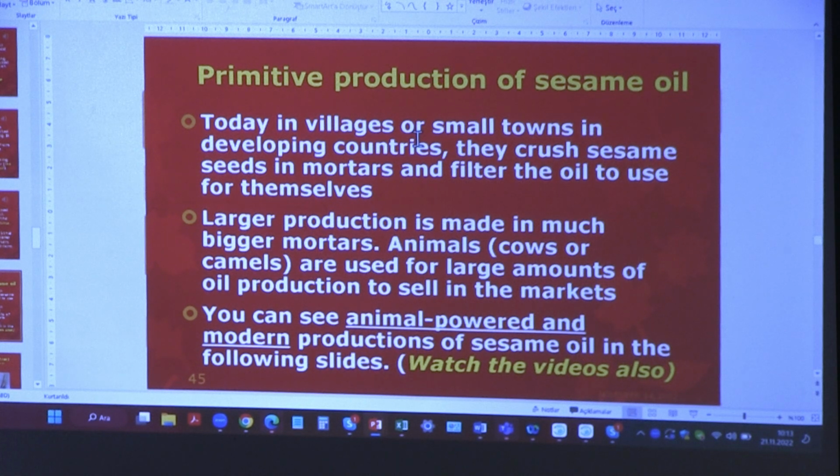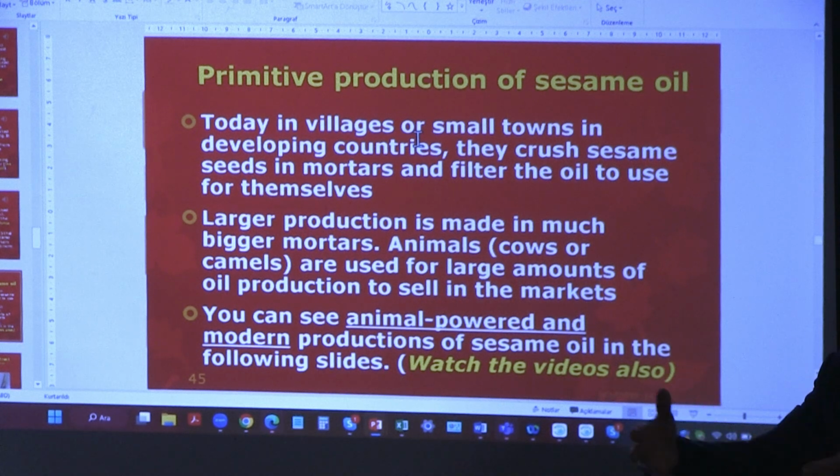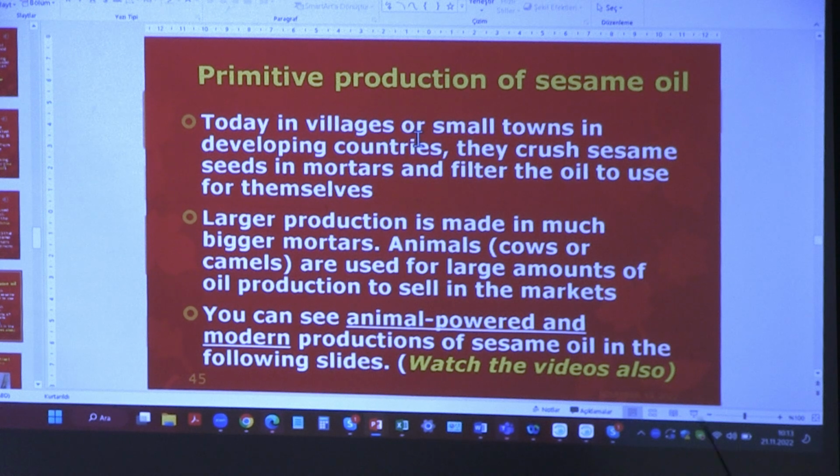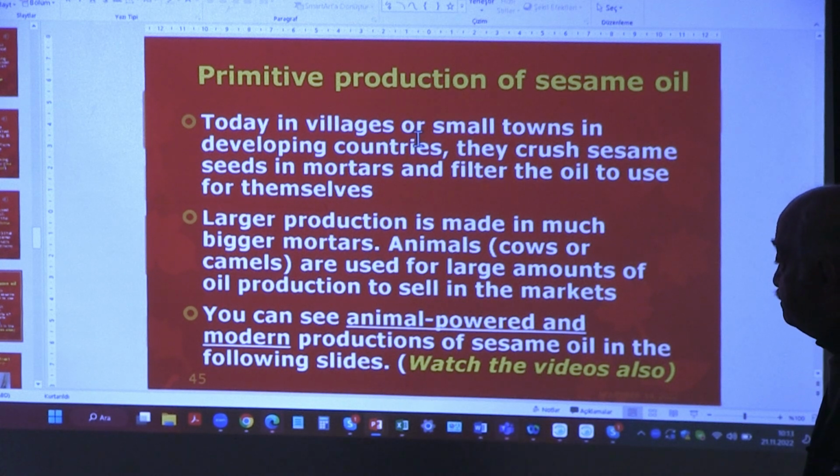Now, even today, we see that in small towns, in developing countries, they crush sesame seeds in mortars and filter the oil to consume in their houses. And larger production is made in much bigger mortars, and animals or cows or camels are used. So you have a big mortar. A man cannot use the pestle because it's too heavy for him. Then they use animals. So since it's a bigger production system, they sell it. Of course, it's not for themselves, but they sell it. But it is a primitive way of obtaining it.